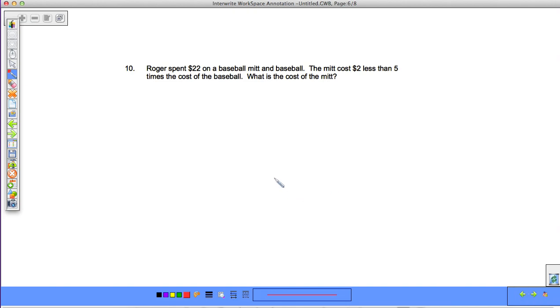All right. Number 10 says, Roger spent $22 on a baseball mitt and a baseball. The mitt cost $2 less than 5 times the cost of the baseball. What is the cost of the mitt? Now, if you read that quickly, it may sound confusing, but we're going to break it up. First, we're going to talk about our variables. The two things we're talking about in this problem are the mitt and the baseball. So we're going to use M for mitt, and then I'm going to use B for baseball. Now we're going to go back and read carefully to make our equations.